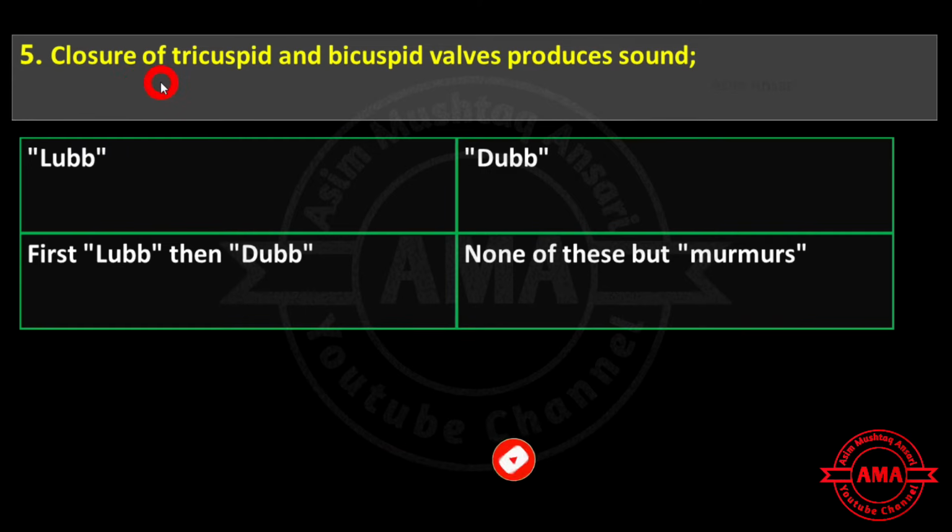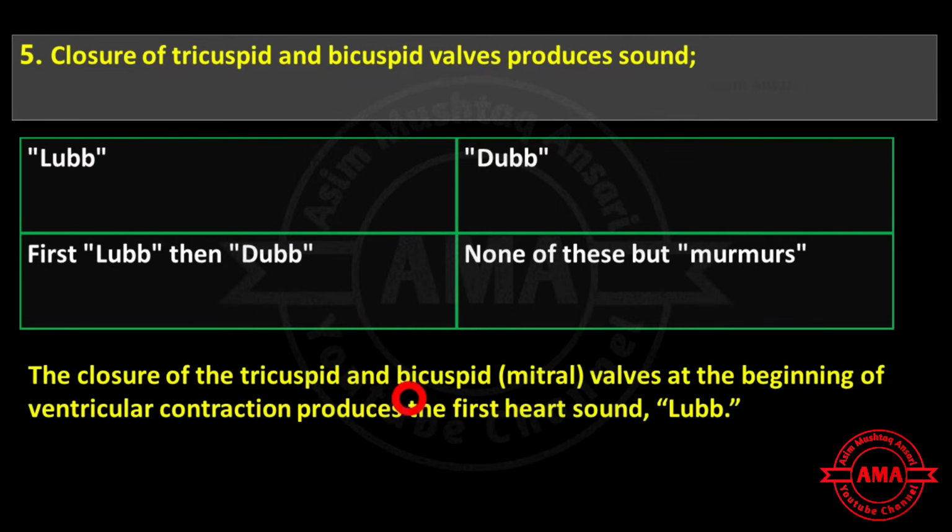Next is, closure of tricuspid and bicuspid valve produces sound: lub, dub, first lub then dub, or none of these but murmur. The closure of the tricuspid and bicuspid valves at the beginning of ventricular contraction produces the first heart sound, lub. So the exact answer is option A, lub.